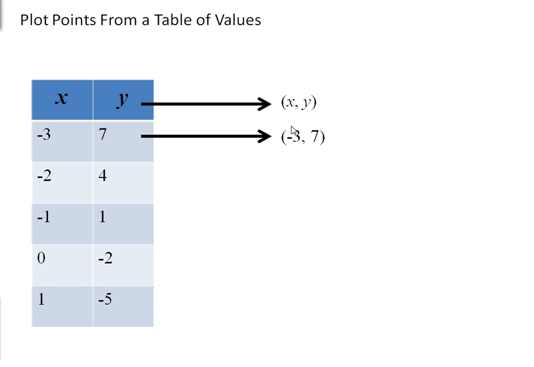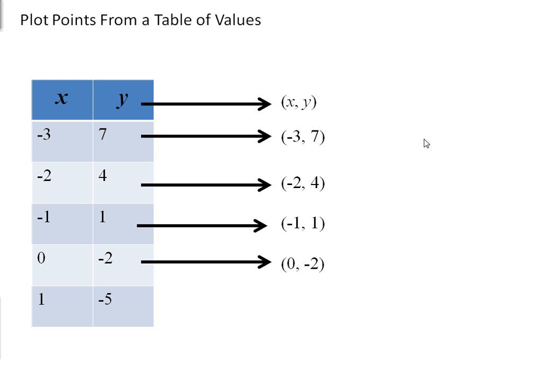So our first row gives coordinate pair negative 3, 7. Then we get negative 2, 4, negative 1, 1, 0, negative 2, and 1, negative 5. The table of values just gives us a list of a number of coordinates that we can plot on the Cartesian plane.